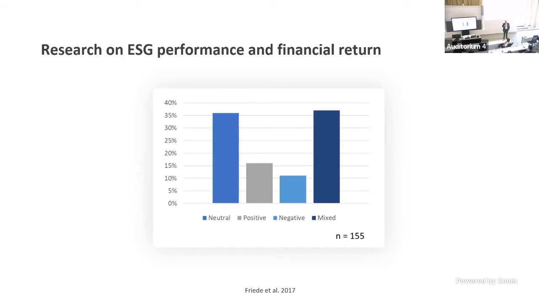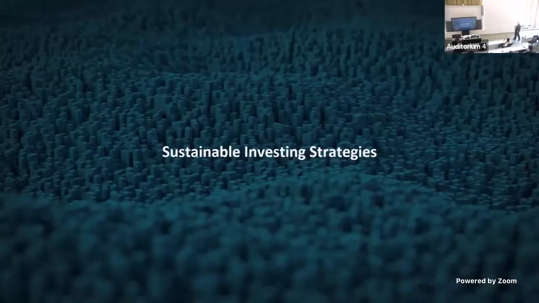For us who work at the university, it is helpful because it's a giant research field, and it's an interesting research field. So let's move on to more direct investing strategies here.